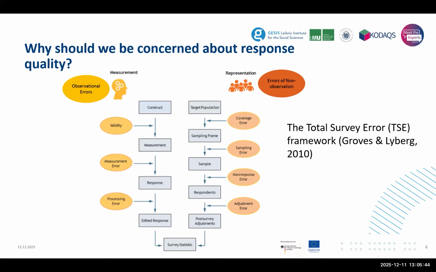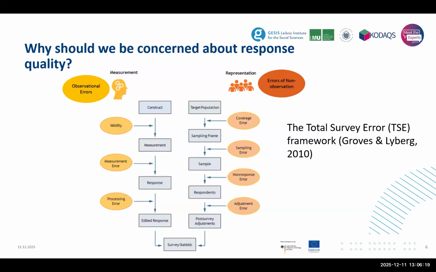Okay, then to start, so why should we be even concerned about response quality? And to give kind of an entry into the topic, I want to present here the total survey error framework, which is a very established framework in survey research. I'm sure everybody involved in survey research somehow knows it. And it introduces the concept that there's error in survey data, which is basically the deviation of a survey response from its true underlying value in the population.